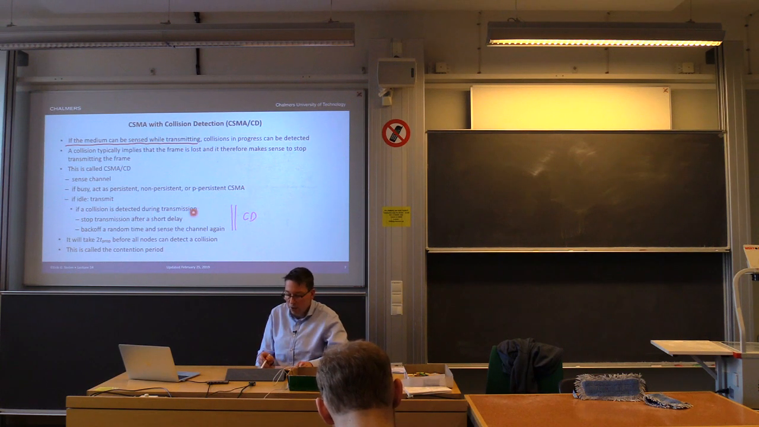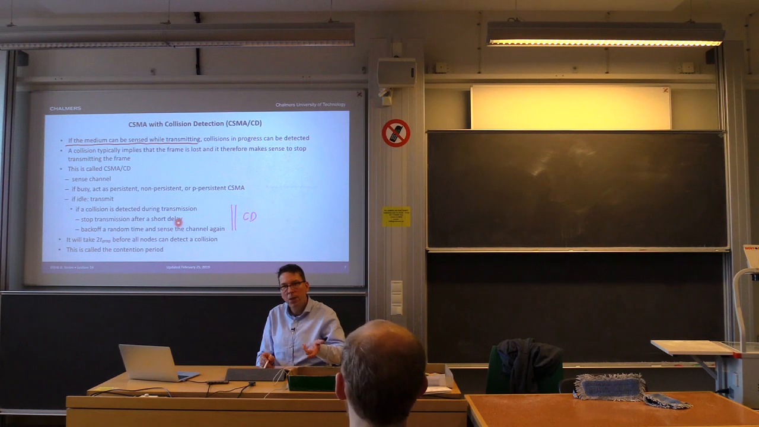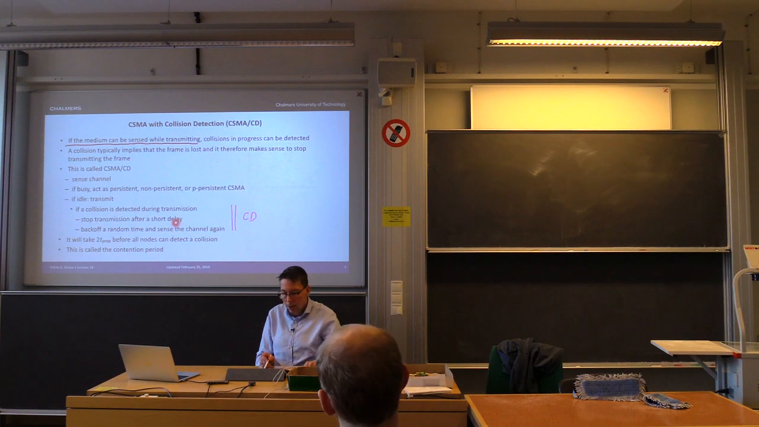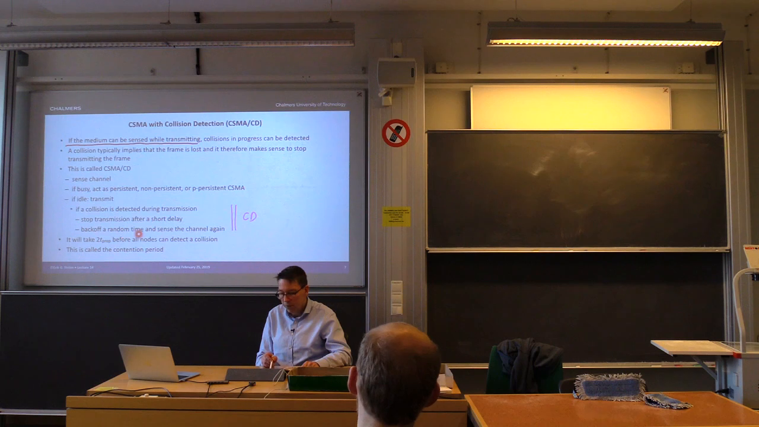If a collision is detected during transmission, we stop transmission after a short delay. So we don't necessarily stop immediately, or if we stop immediately, we still keep on transmitting a little bit of data. And the reason for this will be clear later on. And then we back off at a random time, and then we sense the channel again. Perhaps we use persistent, non-persistent, or p-persistent CSMA, right? So the only modification now is that when we detect a collision, we stop transmitting.